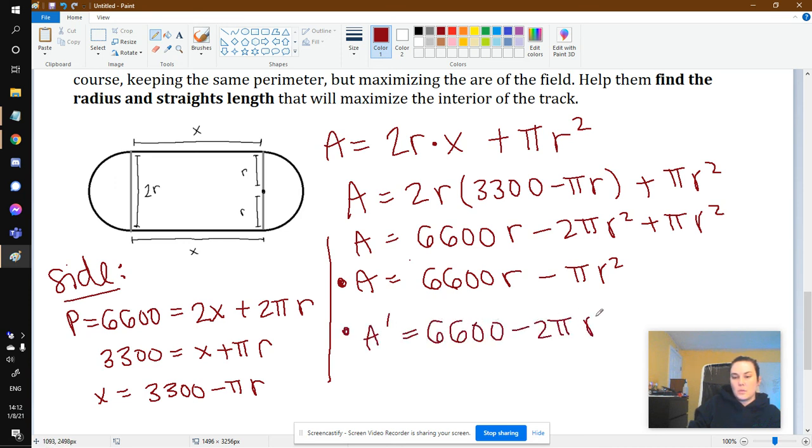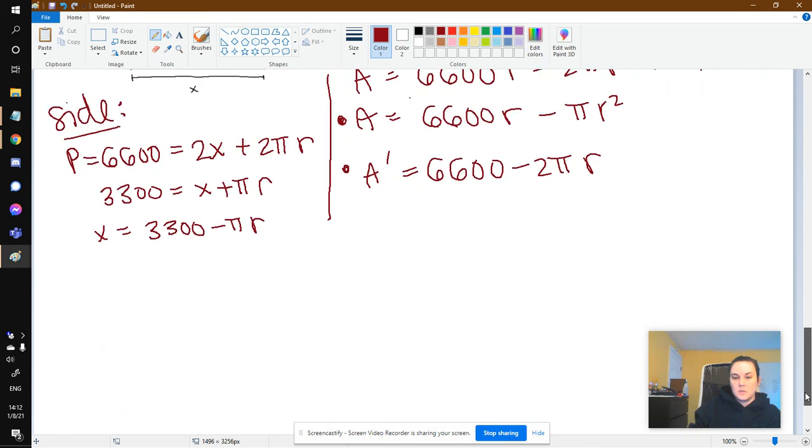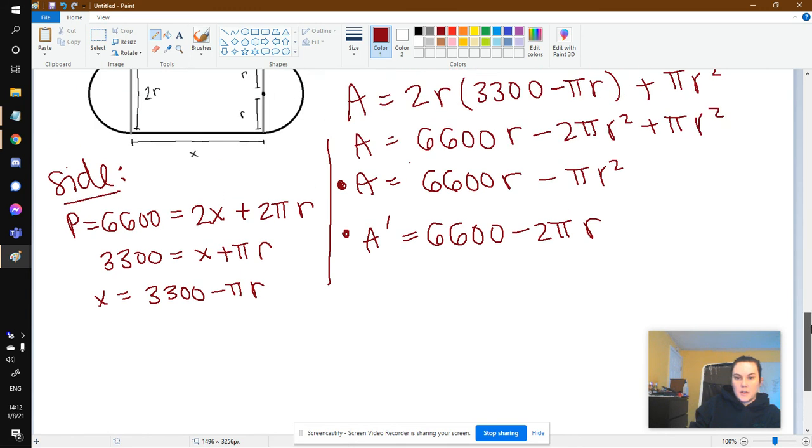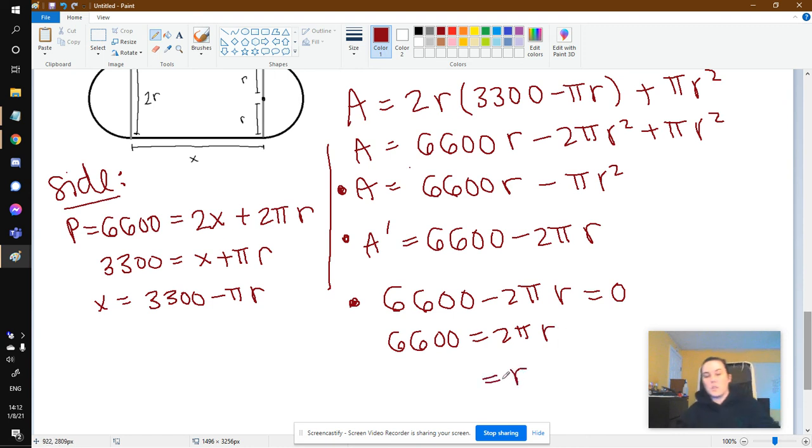Just some normal power rule stuff. And then once I've taken the derivative, I set it equal to 0. I solve 6600 equals 2 pi r. r equals 6600 divided by 2 pi. 6600 divided by parentheses 2 pi parentheses is 1050.42, let's say.